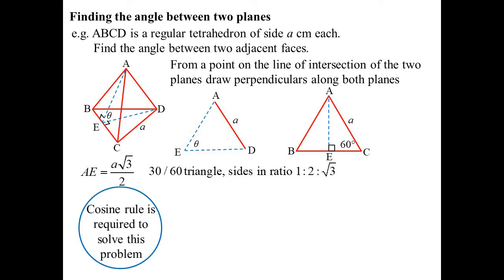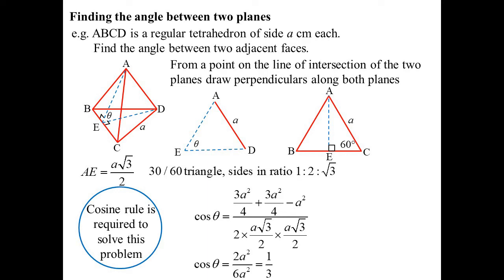Now I'm going to have to use the cosine rule. So hopefully you remember that one. If not, don't worry, we'll look at the cosine rule a bit later to solve the problem. So 3a squared on 4 plus 3a squared on 4, because AE and DE would be the same length, minus a squared over 2 times a root 3 on 2 times a root 3 on 2, all tidies up that cos theta is 1/3. So the angle between the 2 is 70 degrees 32.